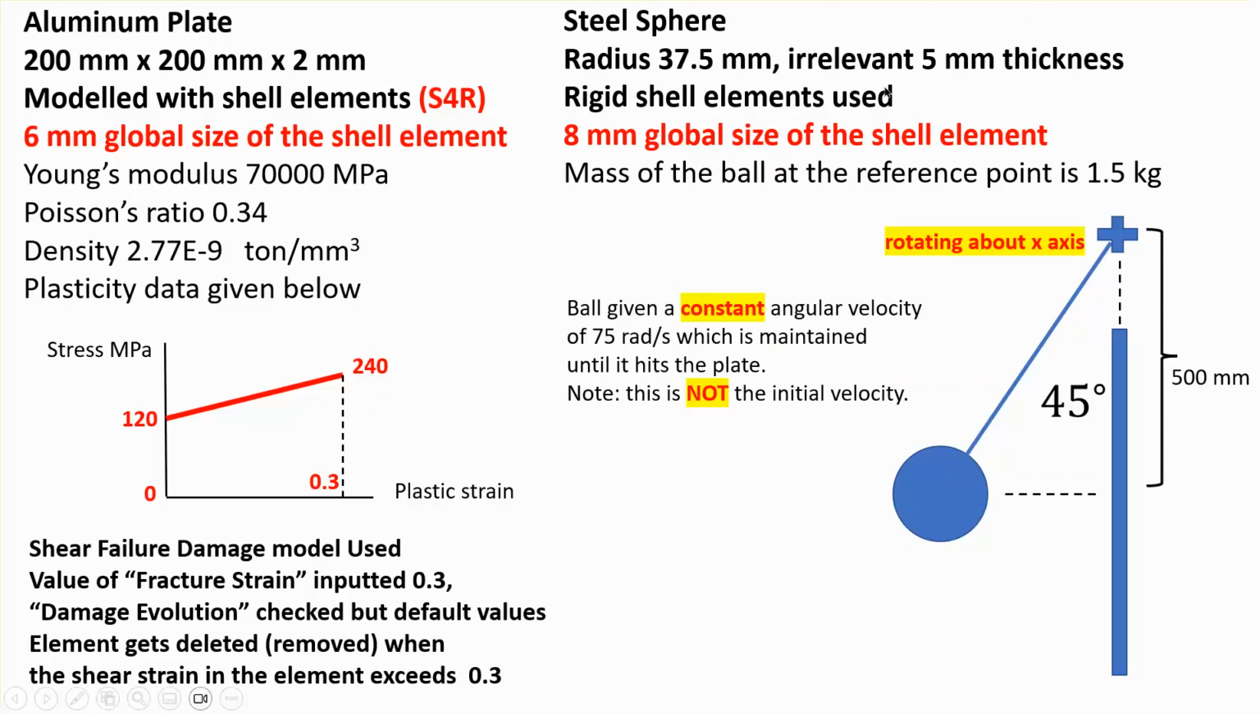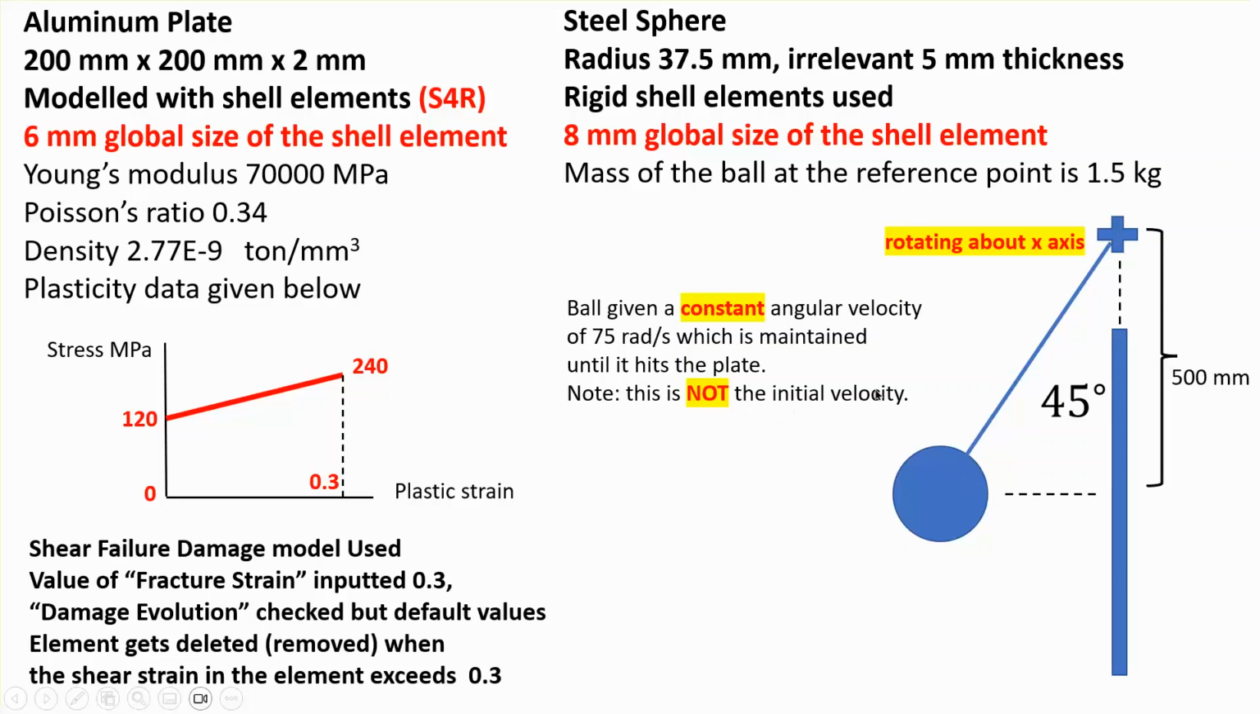The sphere is going to be shell meshed like this. Although this is irrelevant, because after all this is going to be rigid, the information about the mass of this ball is not coming from the density of it. I put an inertial mass at this reference point associated with the rigid body. The 1.5 kilogram is the mass of this, but it's not coming from the density and the volume of it. It is assigned as a point inertia or mass inertia at this location.